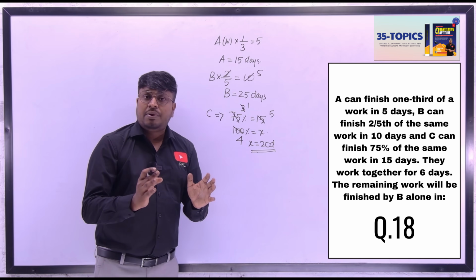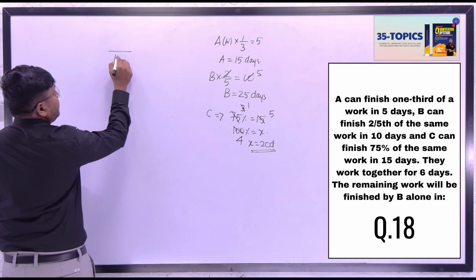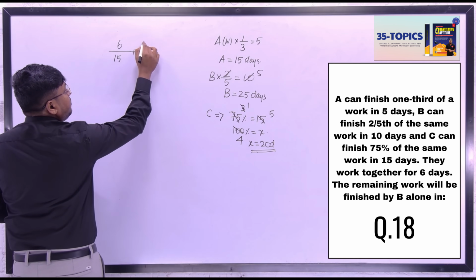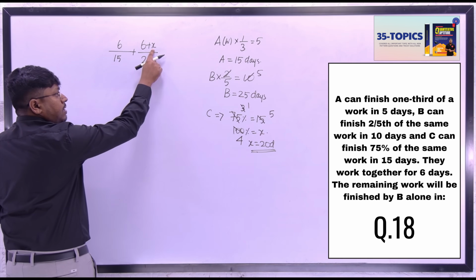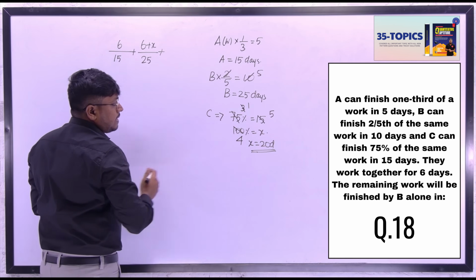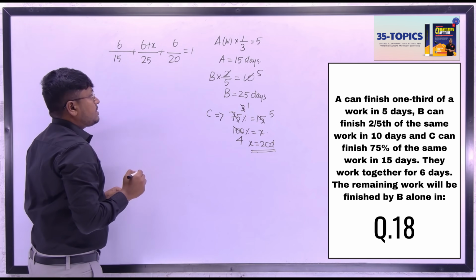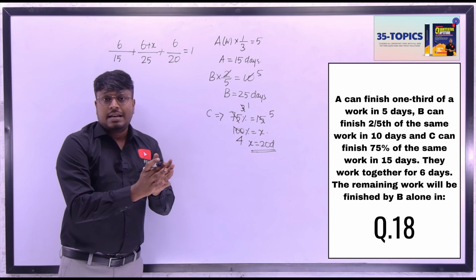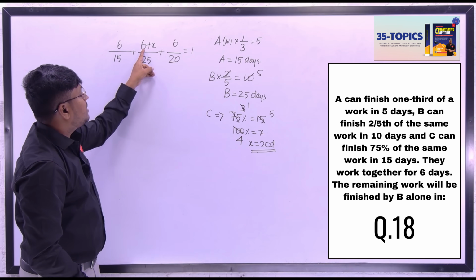So now according to the question, all the 3 were working initially for 6 days. So the first person A, out of 15 days, he is working for 6 days. And the second person B, he is working for 6 days, as well as after 6 days, he is the person who is completing the remaining work. So 6 plus some days he is working. And the third person C, out of 20 days, is also working for 6 days. After 6 days, B alone completes the remaining work. So that's the reason for B alone, the second person, I have 6 plus x.